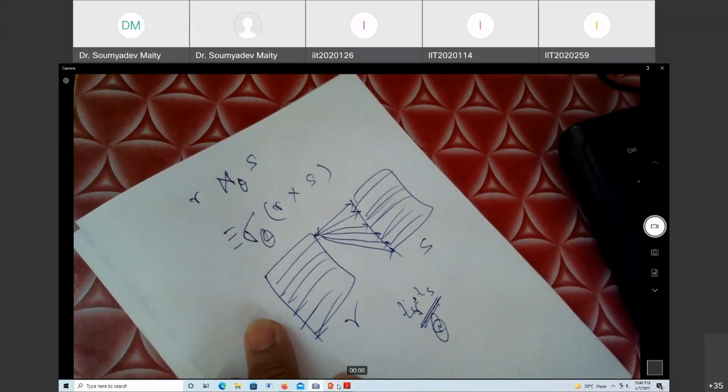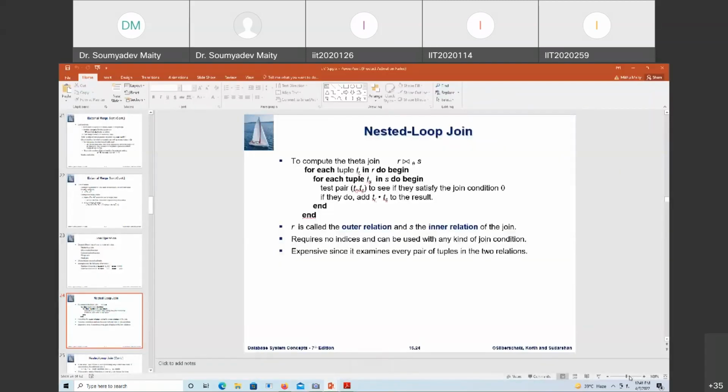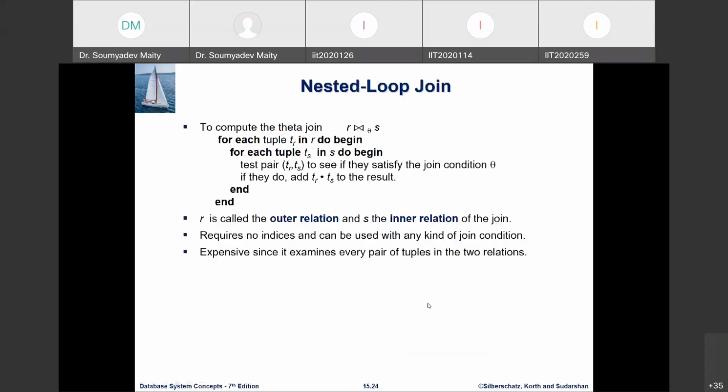Exactly that is written here in this algorithm. See here, if you code it, this will be this. For each tuple TR in R, then for each tuple TS in S, test the pair TR, TS to see if they satisfy the join condition theta. If they do, add TR dot TS to the result.